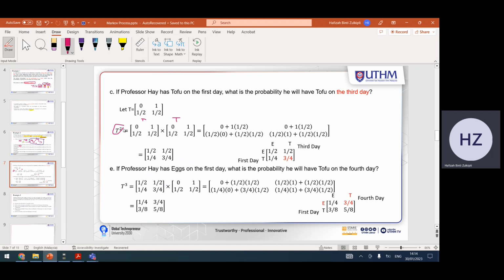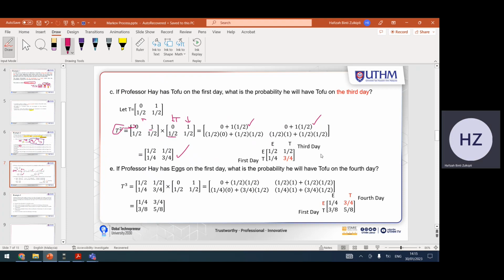For example, first row times first column. So 0 times 0 plus 1 times 1 over 2. Then you get this one. Again, first row, second column is for this part: 0 times 1 plus 1 times 1 over 2. So you get this. So this is the matrix from the first day to the third day.